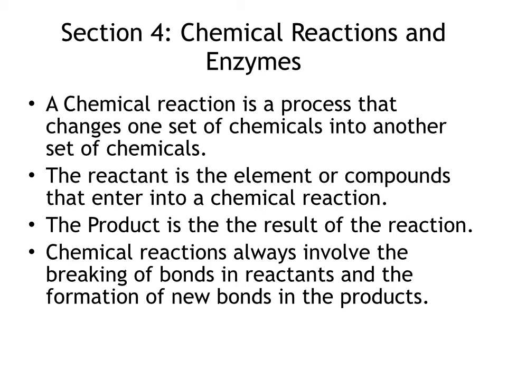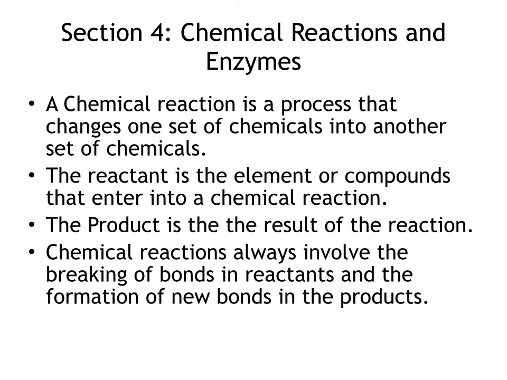The fourth and final section of Chapter 2 deals with chemical reactions and enzymes. Now, a chemical reaction is a process that changes one set of chemicals into another set of chemicals. Now, the reactant is the element or compounds that enter into a chemical reaction, and the product is the result of the reaction. So the reactant goes in, the product comes out.